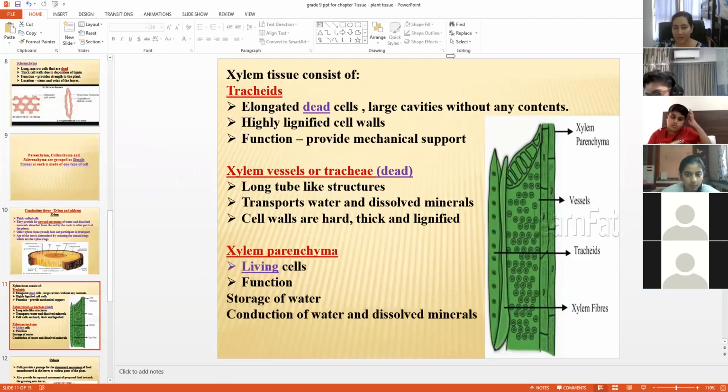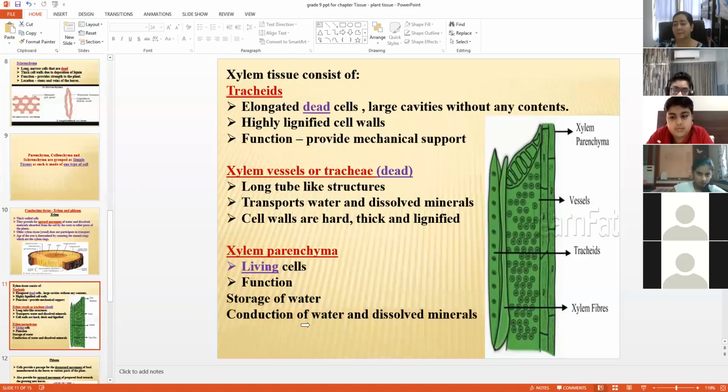Now the xylem vessels are also dead. They are long tube-like structures that transport water and dissolved minerals. Cell walls are hard, thick and lignified. And parenchyma are living cells and the function is to store water and conduct water and dissolved minerals.